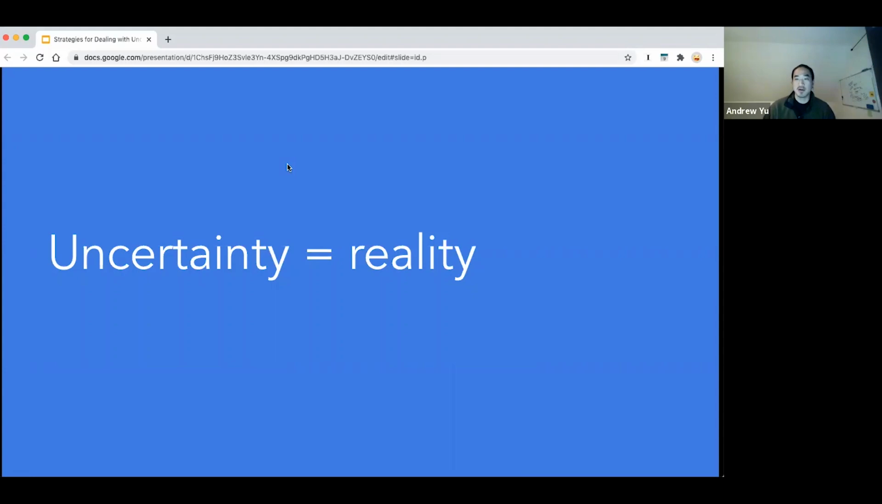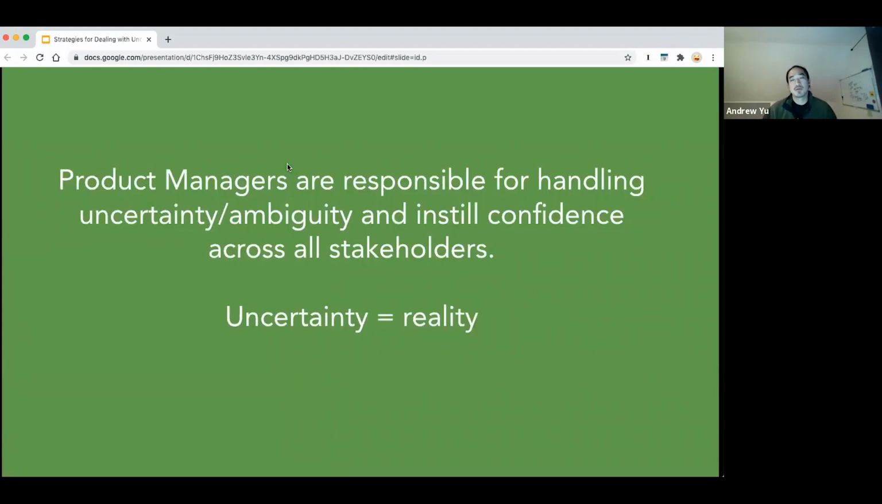Uncertainty equals reality. All right, what do we mean by this? Just a quick snippet of what this might mean in a statement: product managers are responsible for handling uncertainty, which you may also think of as ambiguity, and are responsible to instill confidence across all stakeholders. If we distill this down, uncertainty is the reality of our job, and we must be comfortable with it because people look to us. We are the leads for our team, we're the owners of our product, and it's our responsibility, our duty, to handle this uncertainty and instill confidence in our stakeholders.